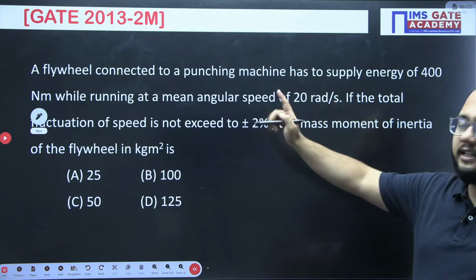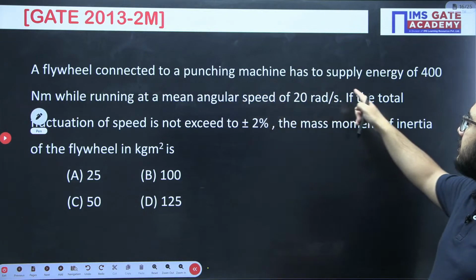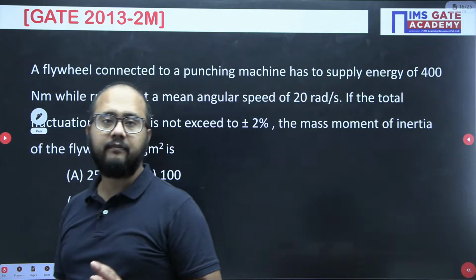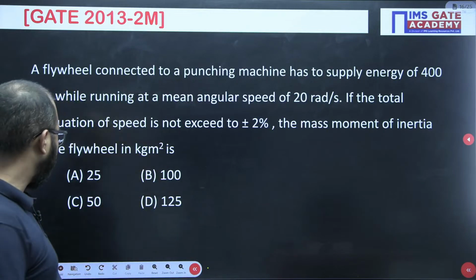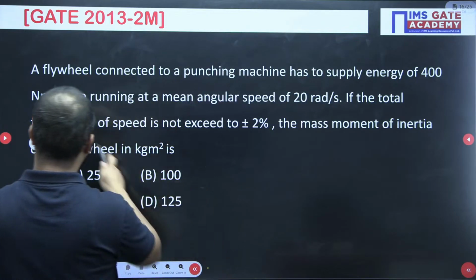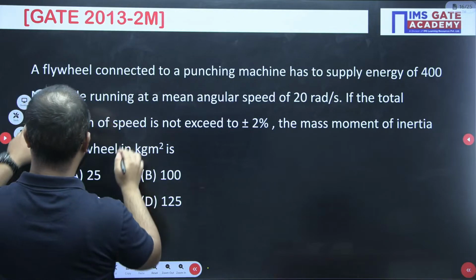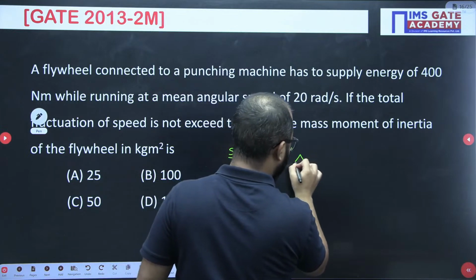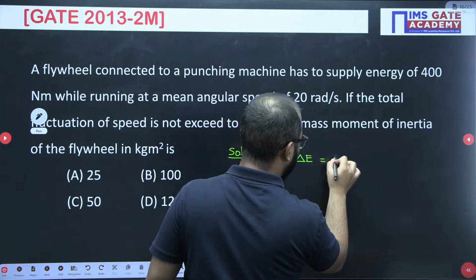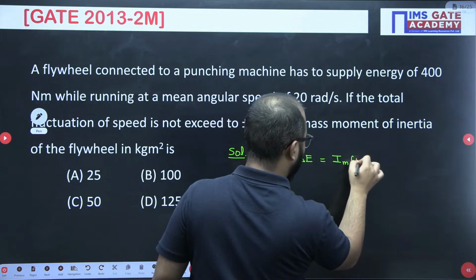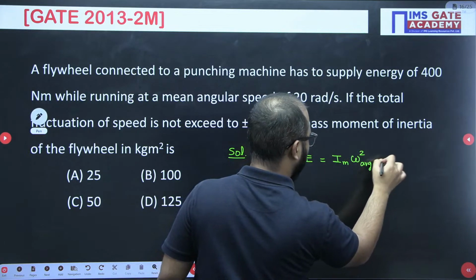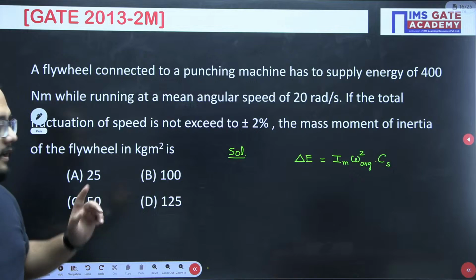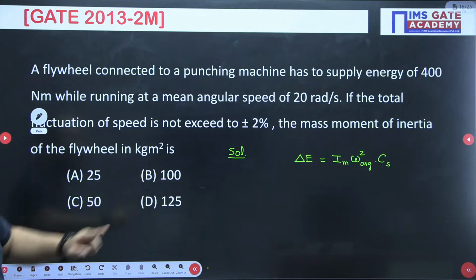They have already provided that the flywheel connected to a punching machine has to supply energy of 400 Newton meter. That is the fluctuation value they have provided directly. So this is a direct formula based question. Just directly use the formulas. So delta E is equal to I omega square Cs. Delta E is provided, I m value we need to calculate, omega is also given.